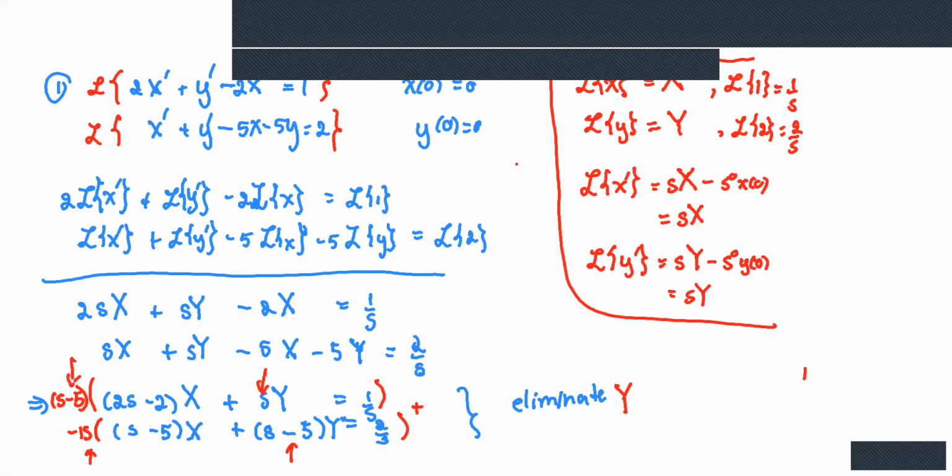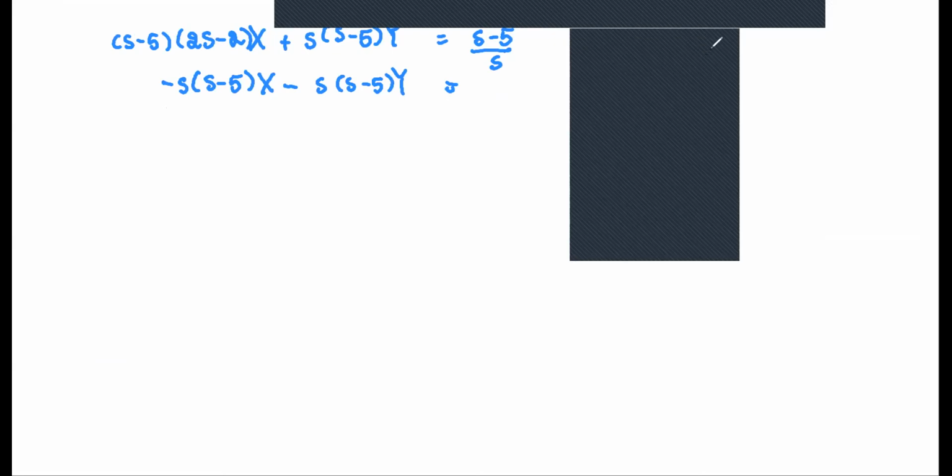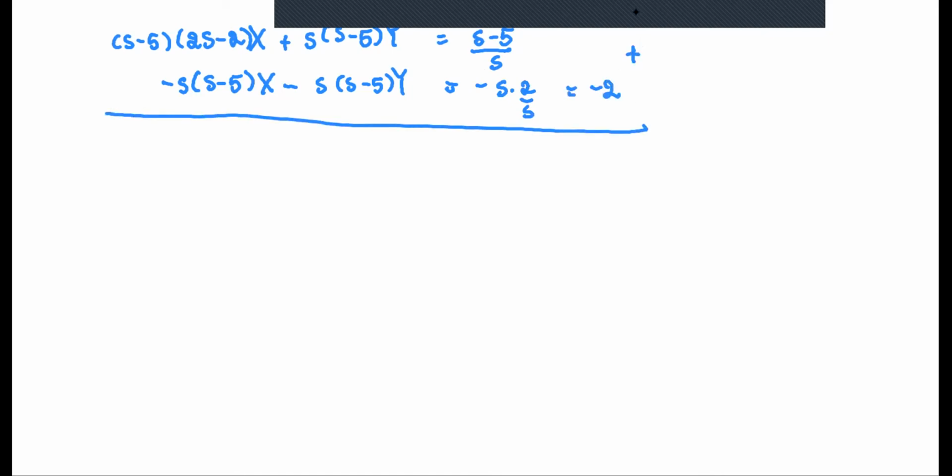Okay, so that's why the second equation has negative s times (s − 5) capital X, negative s times (s − 5) capital Y equals, and the right hand side of the second equation becomes negative s times 2 over s, which becomes just negative 2. And then add these two equations, so the y will be gone. Now we just work on the x and the s.